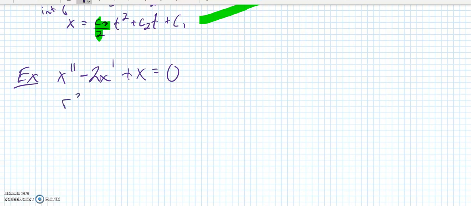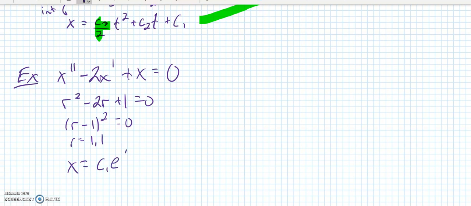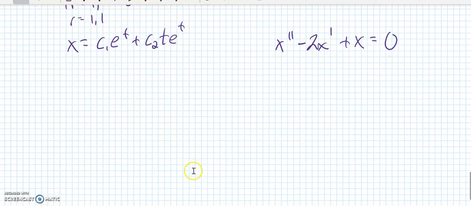Okay, I get r squared minus 2r plus 1 equals 0. That's r minus 1 squared equals 0. R equals 1, 1. That gives me x equals c1 e to the t plus c2 t e to the t. Now, I'm going to show you that it has to fit this equation here. So, copy that guy over here.